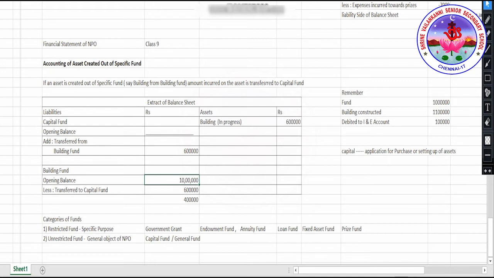First you have something called building fund. From this building fund, what happened? You transferred that to construction of building. Now this construction of building has to go into capital fund, and then only you can transfer that to the building fund. I hope that this is clear.